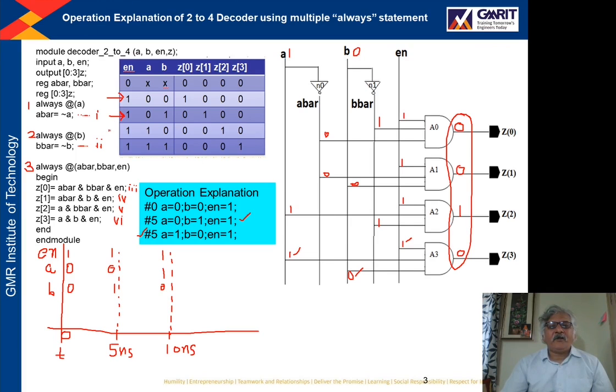So this A is 1, B is 0. You can check here in this condition, truth table. If this is the condition, then Z2 output should be 1. So you can find here Z2 is 1 and remaining will be 0. So in this way, by using multiple always block, we can again write the Verilog code of 2 to 4 decoder, right? Okay.